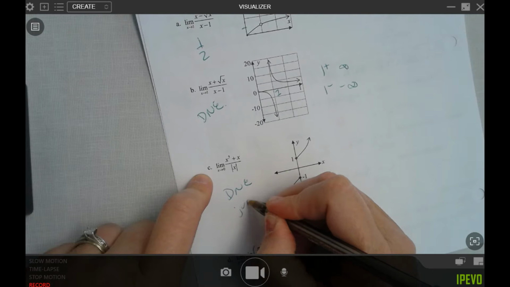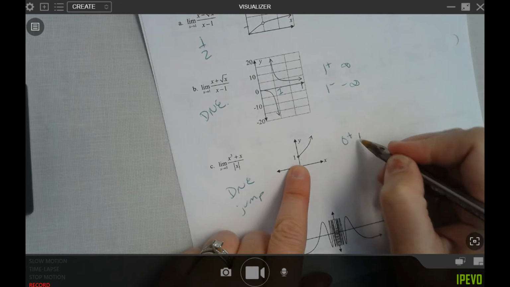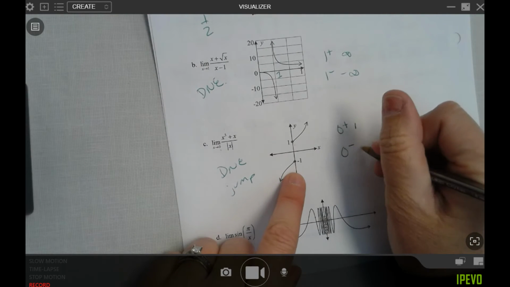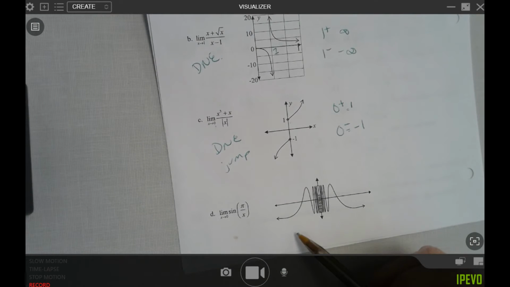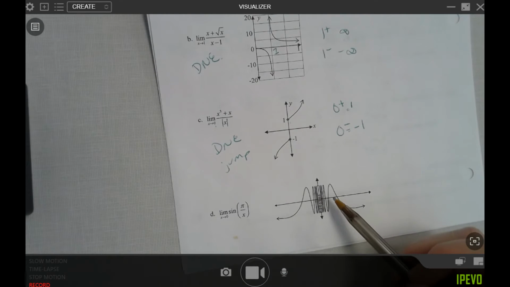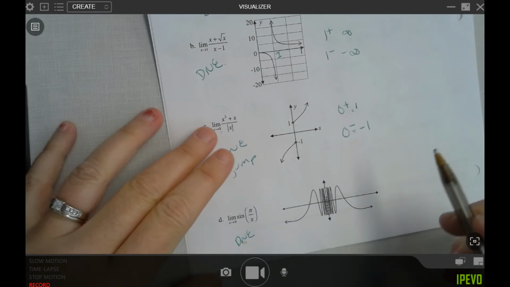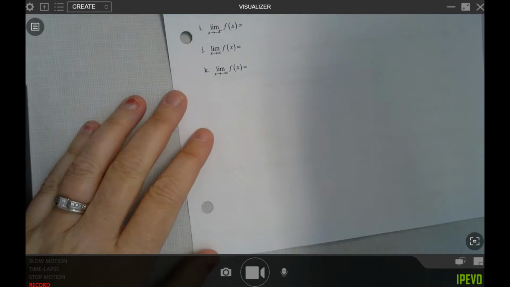It's a jump. But if I said 0 from the right, you'd say 1. And 0 from the left, so down here, if it was a plus or minus up there, you would say negative 1. All right, this one right here is oscillating forever and ever. So even though it looks like it might be approaching a number, it actually also does not exist. And that's because it's oscillating forever. And this is like the one function that does that.